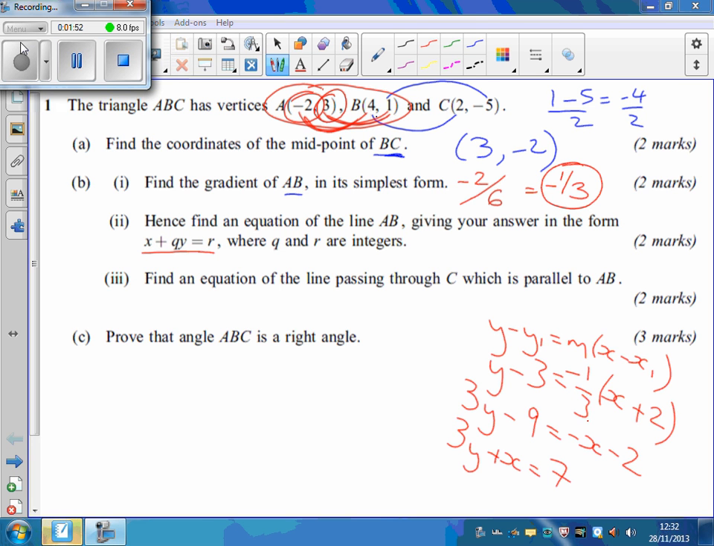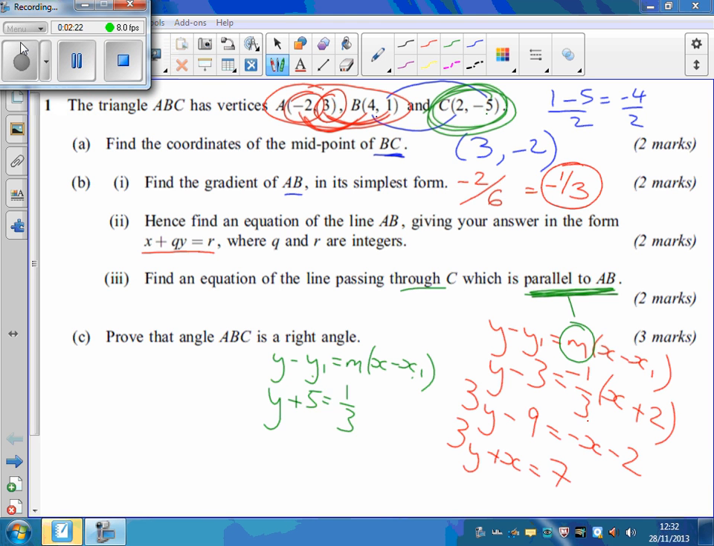Let's go on to part 2 here. Find the equation of the line passing through C that's parallel to AB. Well, if it's parallel, of course, the gradient's going to be exactly the same. And so we're just looking here again: y take away the y number equals gradient times x take away the x number. This time, the numbers we're using are the numbers in C. So y minus -5, so I've got +5, equals the gradient times x take away the x number, which is 2. Now that one there doesn't say leaving it in any form, so I'm going to stop there.